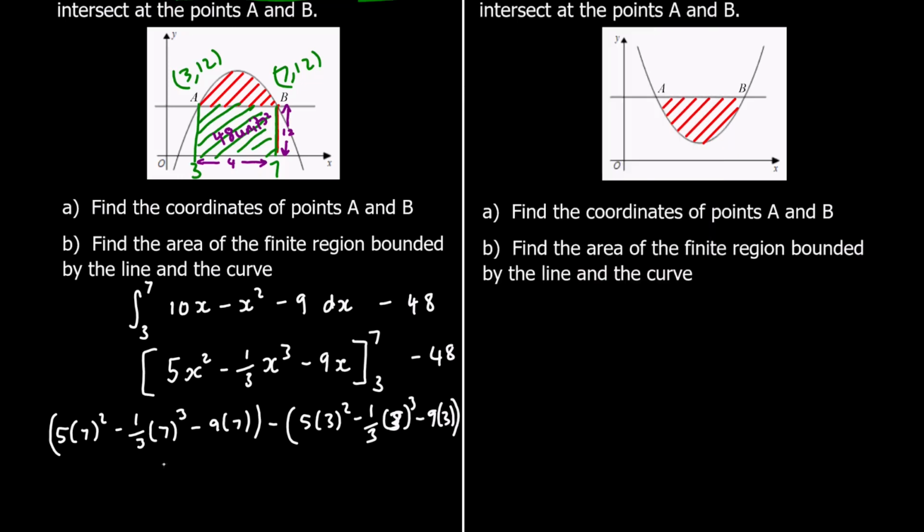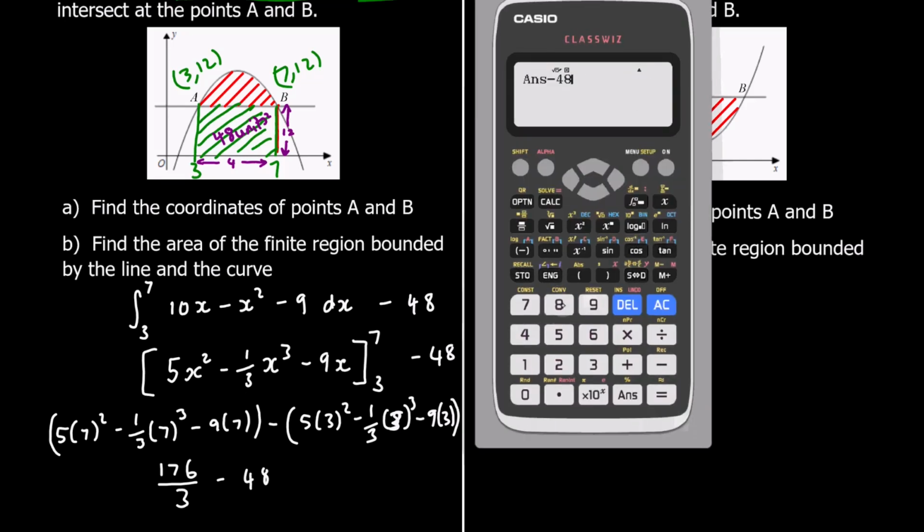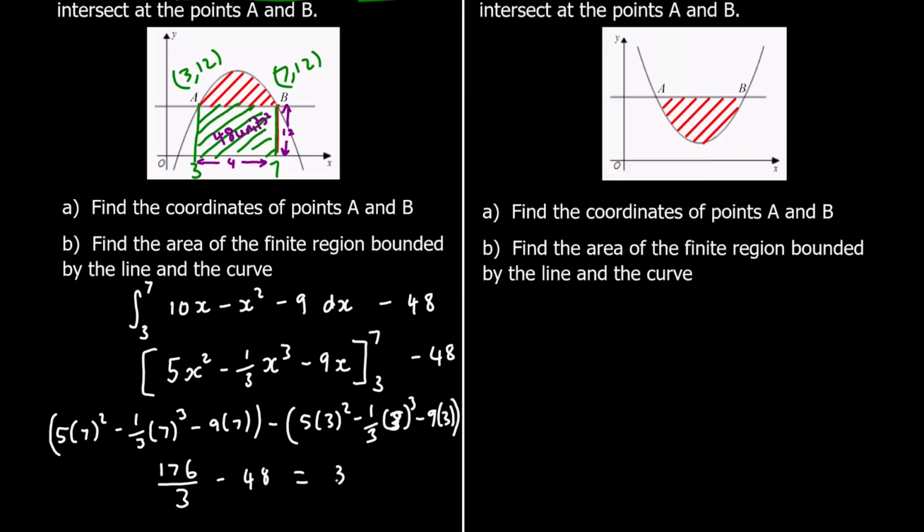So we've got 176 over 3. That's the total area. We need to take away the 48. So minus 48 from that answer, we get 32 over 3. So that's our area, 32 over 3 units squared.